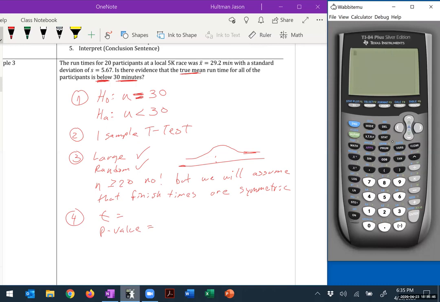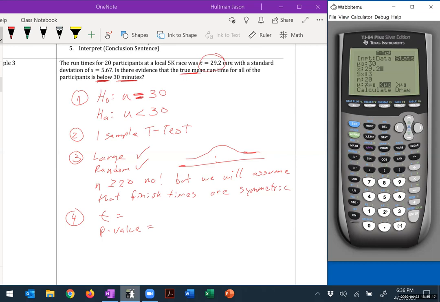Okay, so let's go back to stat, tests, t-test. Okay, and we want stats. So what are we testing against? I'm testing against 30, mu of 30. What's the x bar that they give me? Well, the x bar they give me is 29.2.